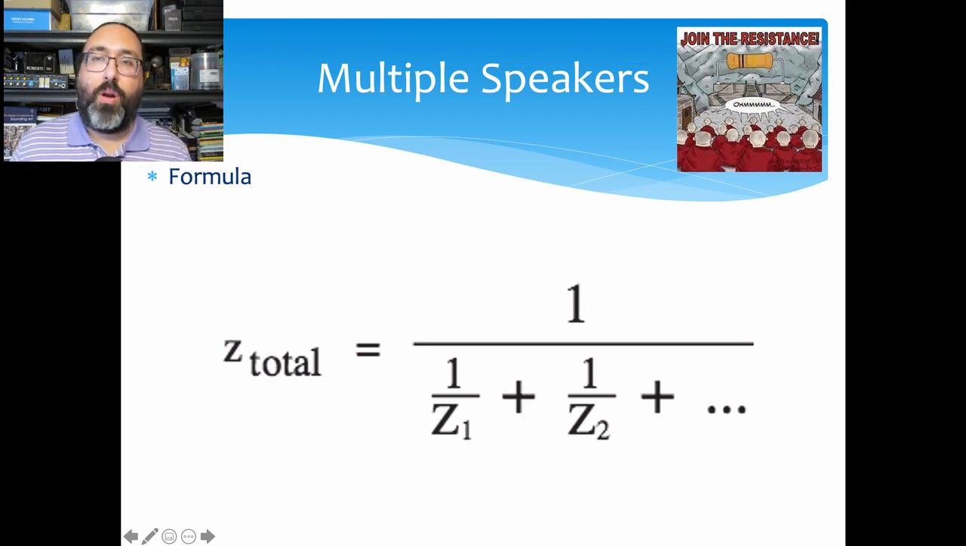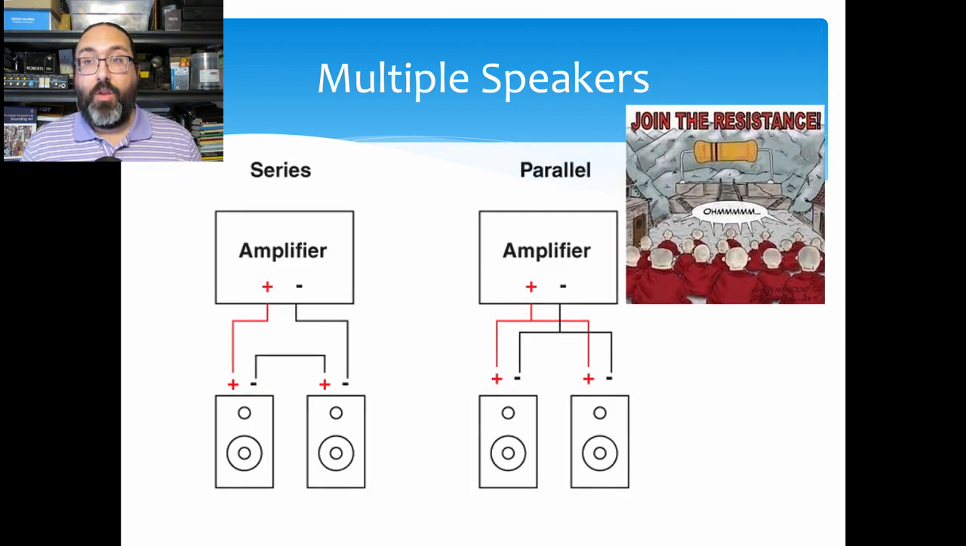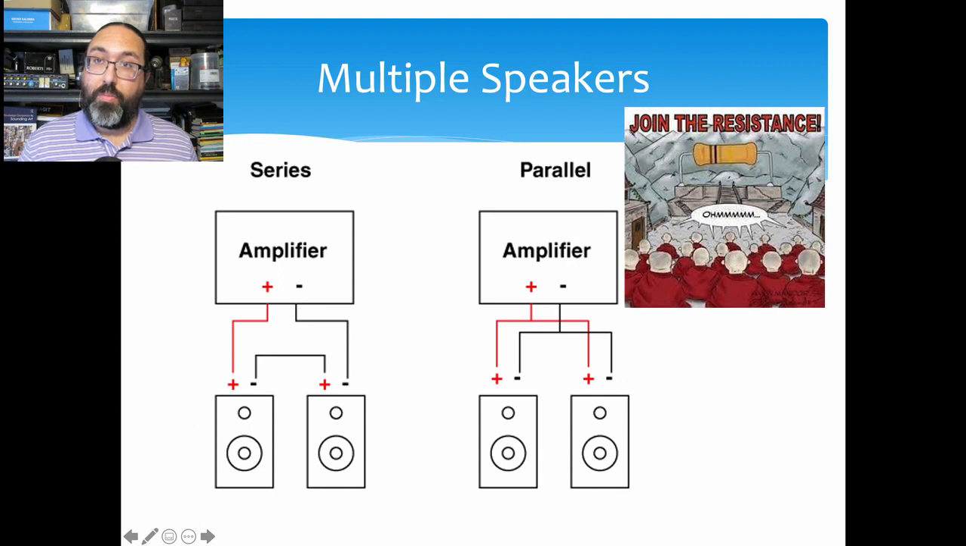So if you are connecting multiple speakers together, a lot of people like to daisy chain their speakers. Daisy chaining just means connecting more than one speaker in a chain. Here's the formula that you would technically use to calculate this: 1 over Z1 over Z2 over Z3. I'm not expecting you to know the formula. Hopefully you looked over the Bill Nye the Science Guy. If not, there's another video on series versus parallel.